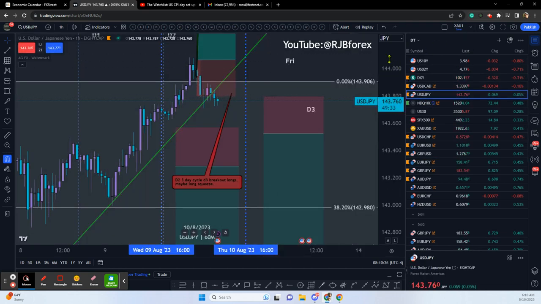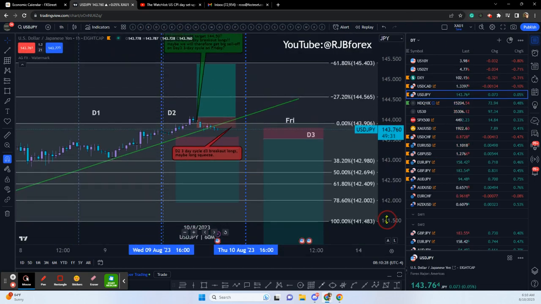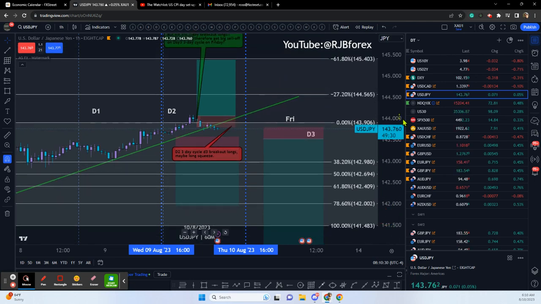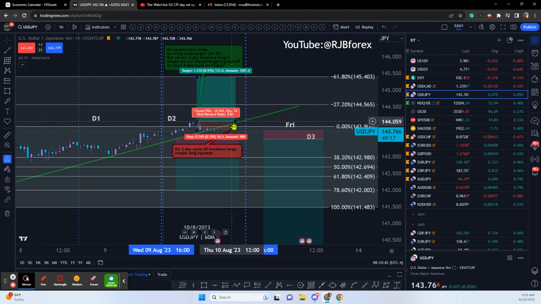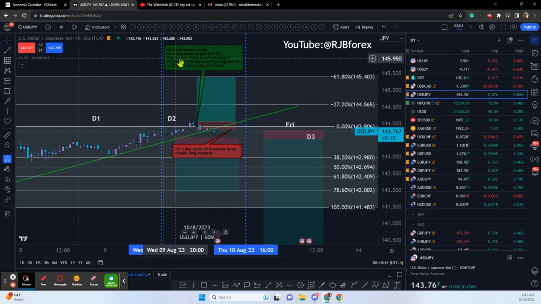I've got to shut this down. Dollar yen, 2-day continuation swing trade target. Right, yeah. So we've got swing trade targeting 144.50. Come up close to that. No cigar. Take 3 breakout longs.